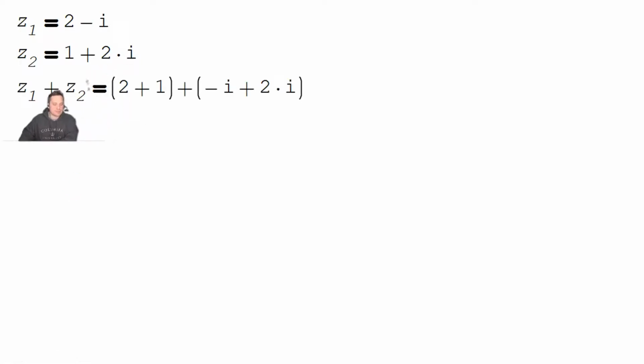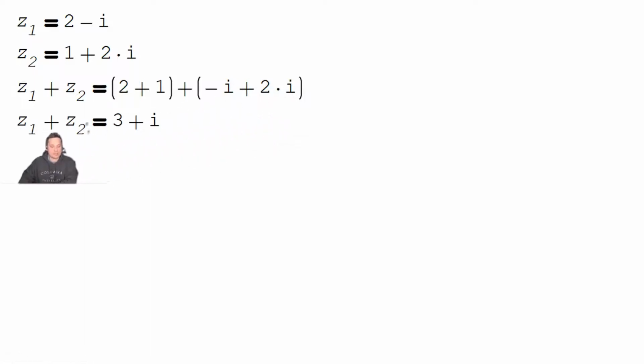So to form the sum, I'm going to write z sub 1 plus z sub 2. That's going to be equal to the following. You add up the real parts, so that means the 2 and the 1 from the two numbers. That will give you 2 plus 1 in that position. Then you add up the imaginary parts, in other words, the negative i and the positive 2i. So it's going to be negative i plus 2i in that position, and just add those up.